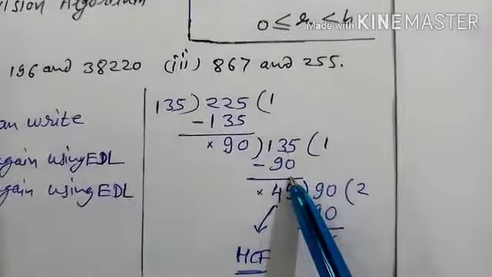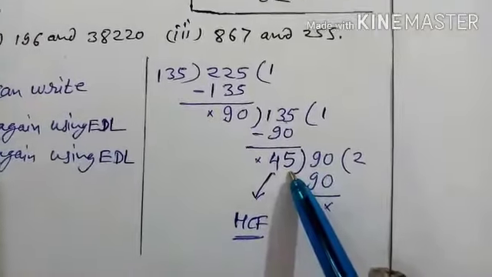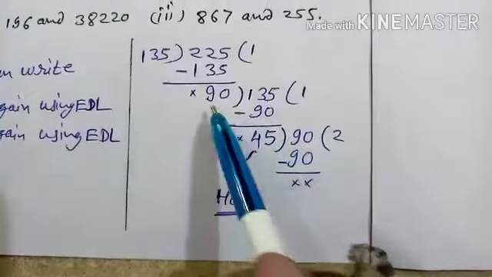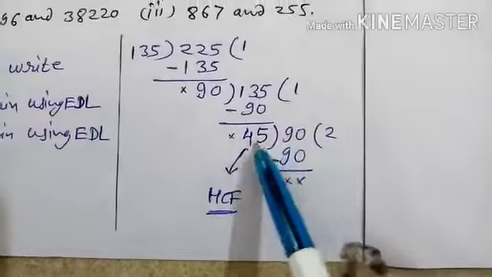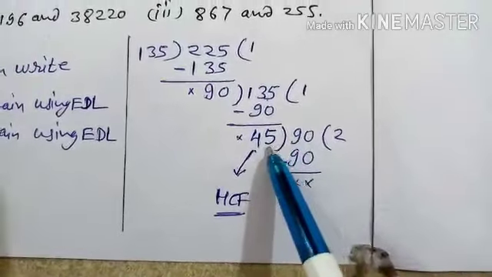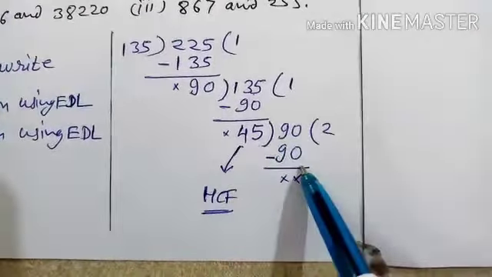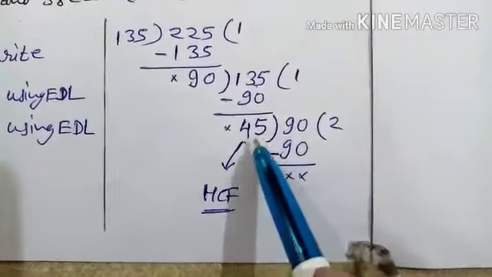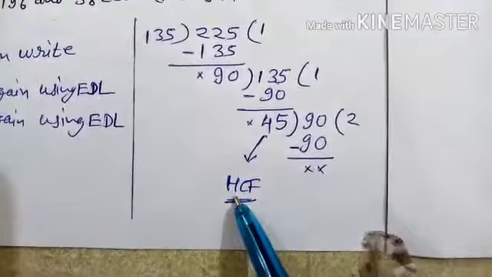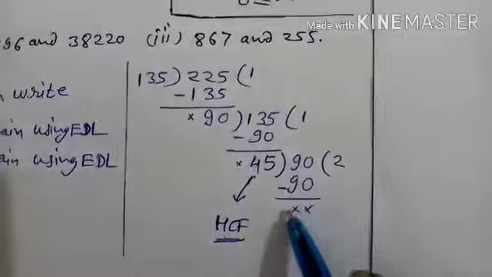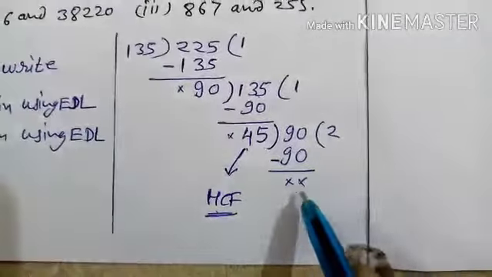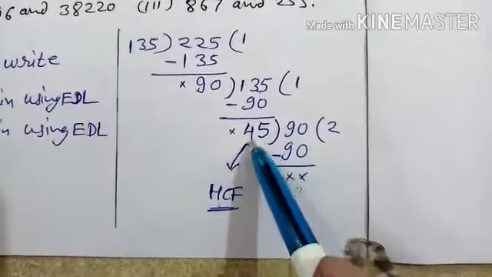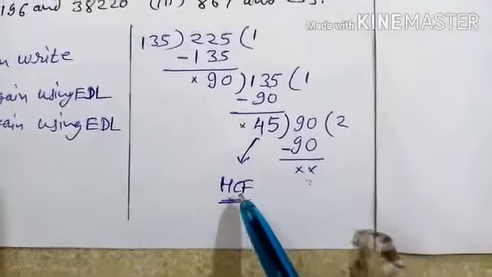So 90 is a 90. Now the remainder is 45. Once again this remainder will be the divisor, and this 90 transfers here and is divided by this remainder, 45. So 45 into 2 is 90. Now the remainder is 0. Since the remainder is 0, the last divisor is the SCF. This procedure goes on until we get a remainder 0, and the last divisor is known as the SCF.